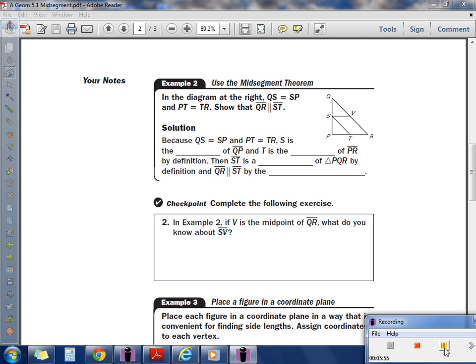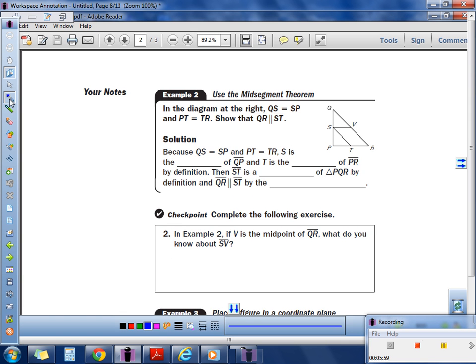In example 2, it says in the diagram at the right, QS is equal to SP. Let's mark that. QS is equal to SP. So I'm going to mark that. It's one of my givens. They also tell us PT is equal to TR. PT and TR. I'll highlight those. Show that QR is parallel to ST.